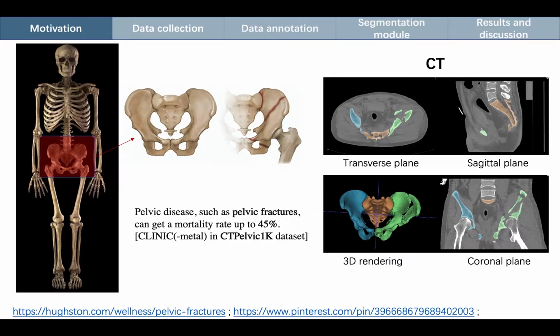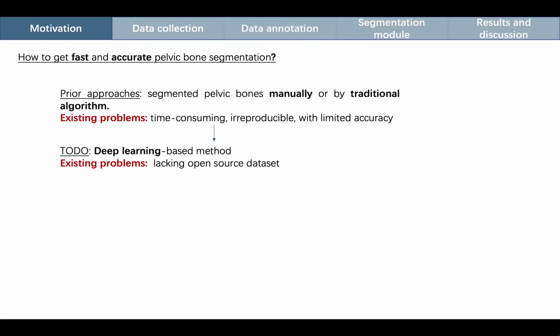Compared with X-ray, CT can provide more details about the damaged site to surgeons, and it is often used for 3D reconstruction to make follow-up surgery planning and evaluation of post-operative effects. In some intelligent surgery applications, fast and accurate pelvic bone segmentation is important. In the past, doctors segmented pelvic bones manually or by traditional algorithms. It is time-consuming and not accurate.